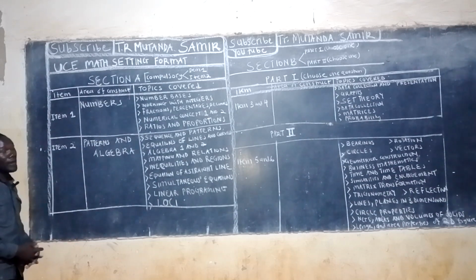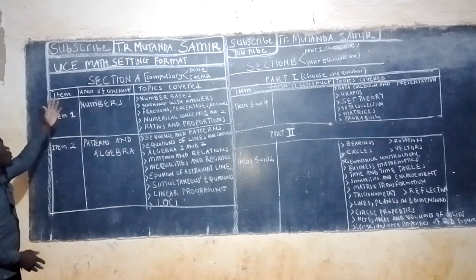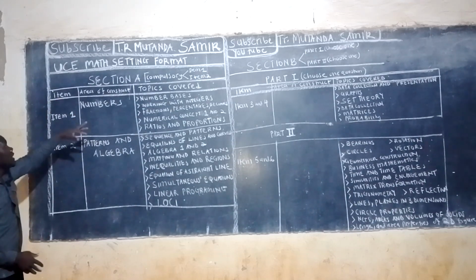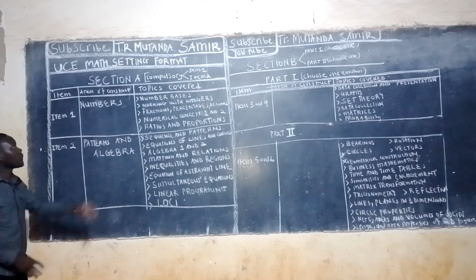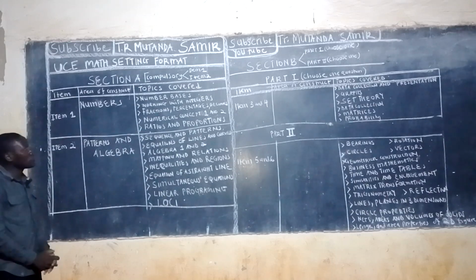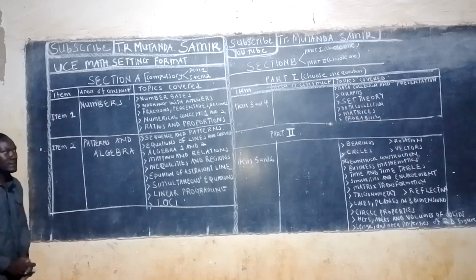All right, now our aim today, or our purpose today, is about the UCE math setting format. We want to know that the new curriculum came in a few years back, in 2020. With that, they brought in some changes as far as the O level math paper is concerned. The paper code is 456.